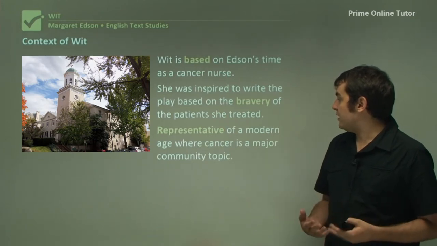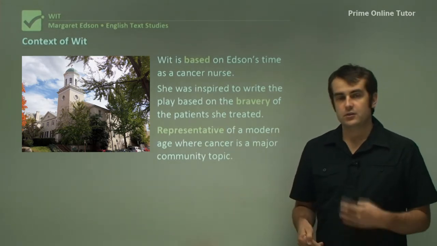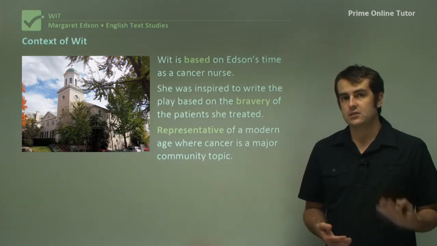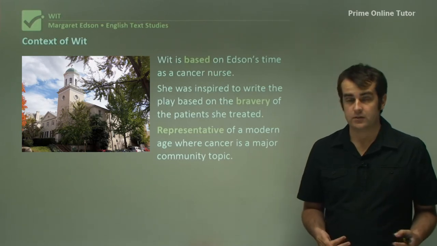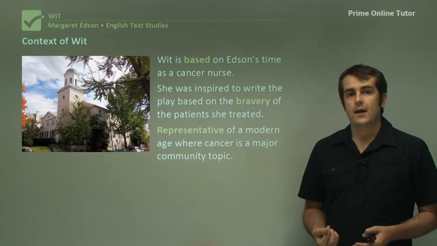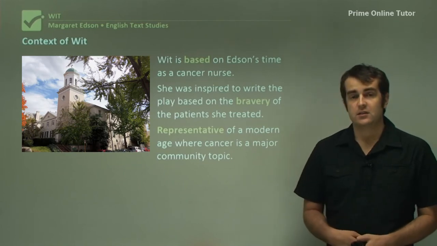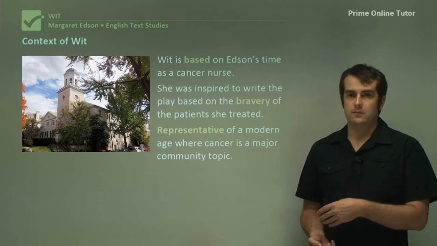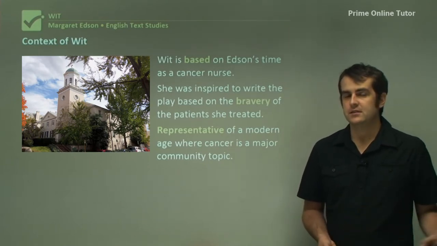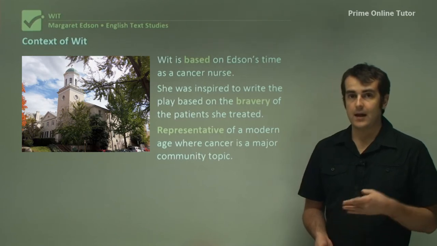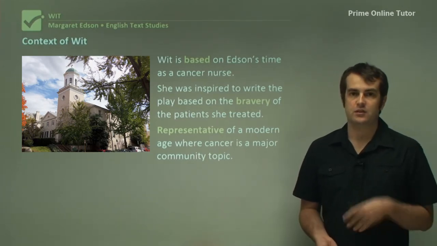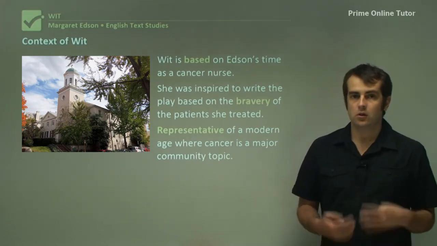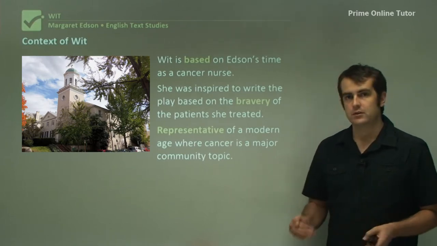It's representative of a modern age where cancer is a major community topic, and you certainly have to look at this play in relation to the idea that cancer is something that has affected a lot of families, and certainly it affects many now. And a cancer such as ovarian cancer, which is very aggressive, very hard to treat and very hard to detect, is one which, through literature, we get a bit of an understanding of how it affects people, not just in terms of medical, but in terms of spiritual, psychological, all those other things. And certainly that's one of the things that we really do get out of this play.